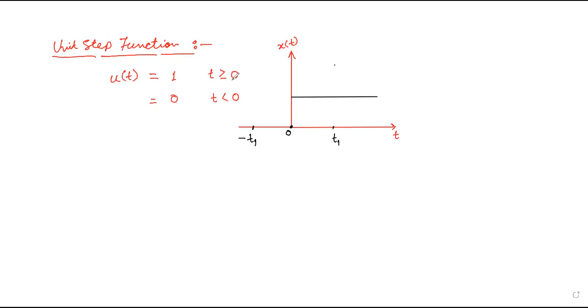So from this graph, what you can conclude is that u(t), or unit step function, is defined for the time t greater than or equal to 0, and the amplitude of the signal is 1 when it is greater than or equal to 0, and is equal to 0 for t less than 0. Okay. So what happens if this signal will get multiplied with any other signal?